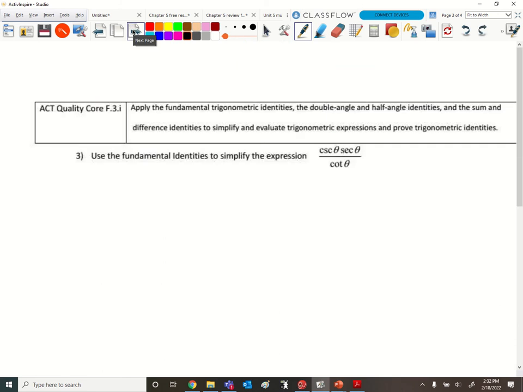Number 3. All right, we're going to write this one out. We're going to translate this one into algebra. So, cosecant. What does cosecant represent? 1 over y, very good, times secant, which is 1 over x, very good. All that's being divided by cotangent, which is x over y. Now, what's my problem I have here?